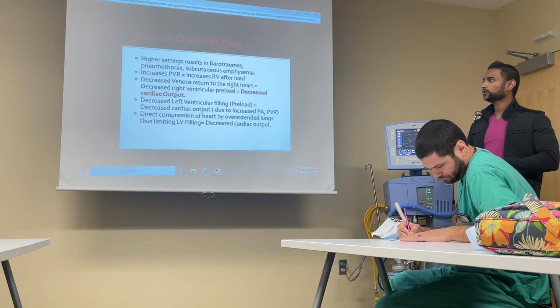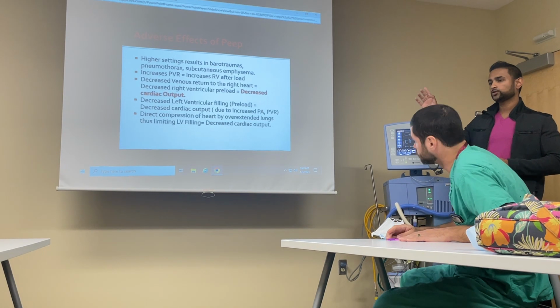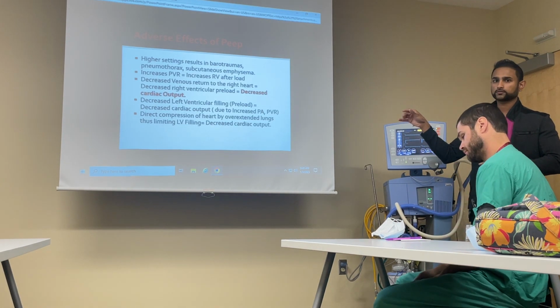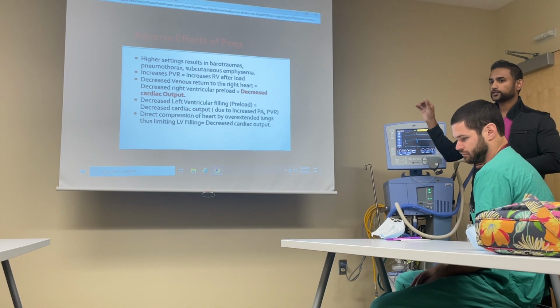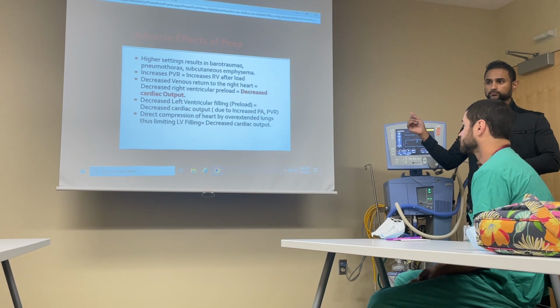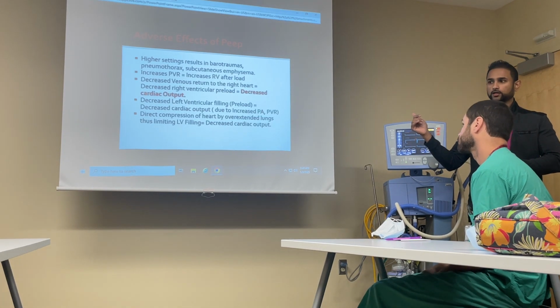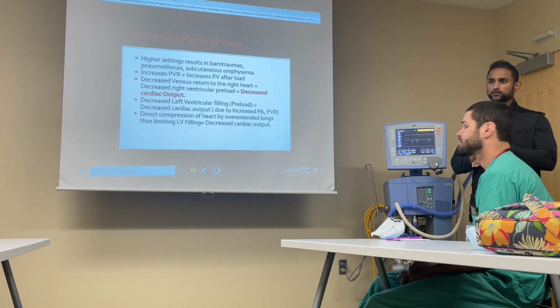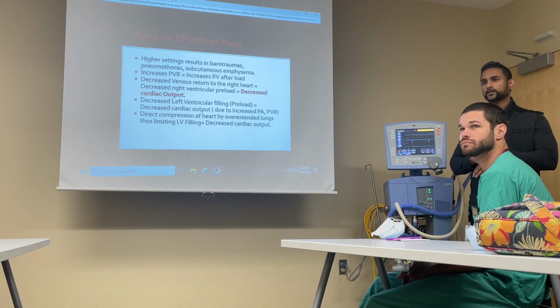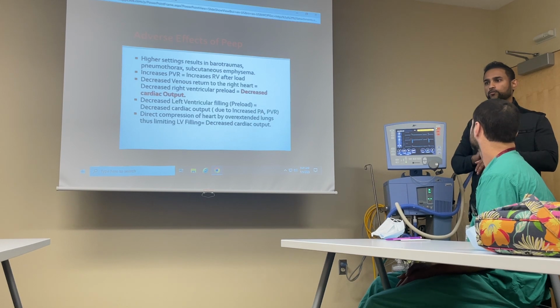Gotcha. Yeah, so one of the biggest things, you don't necessarily have to be intubated for this. PEEP decreases cardiac output. How does that work? How does PEEP decrease cardiac output? Anyone? Just throw in anything you can think of. Yeah, it dilates everything in a sense, where what does the cardiac speak to?